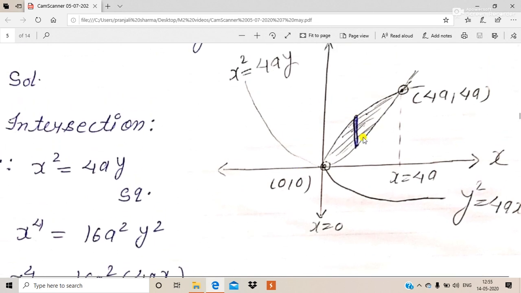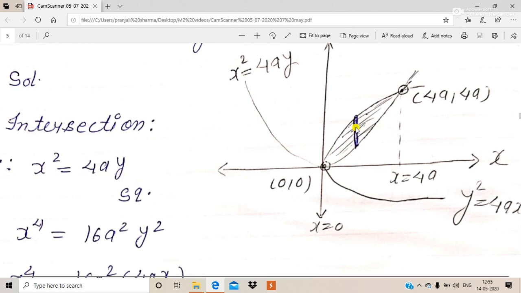Make a vertical strip, and since we know that the limits of y will be from this curve to this curve, and since the bottom is here, the lower limit will be the curve x² = 4ay, and from here the value of y will be x²/4a. Therefore we have the lower limit as y = x²/4a.